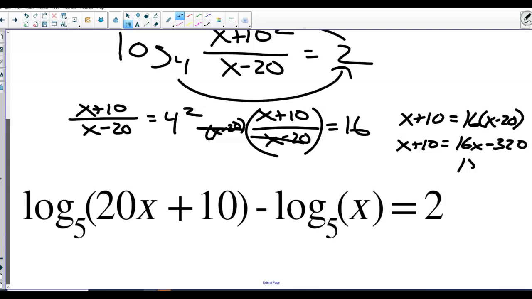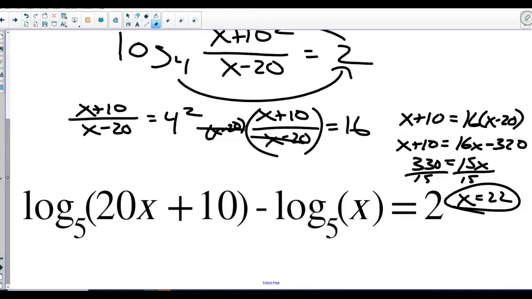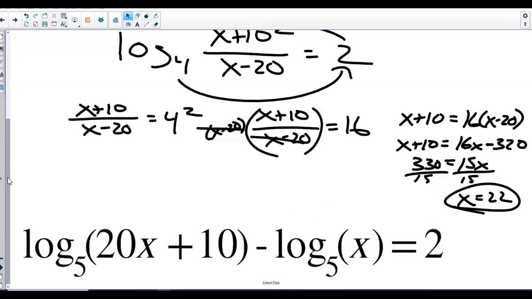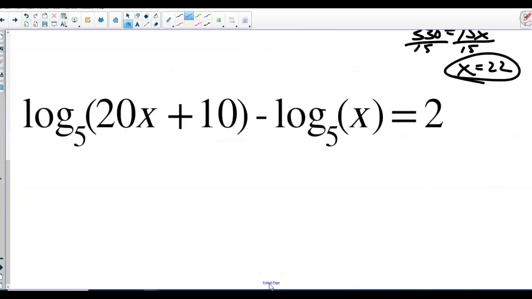I'm going to subtract x and get 15x. I'm going to add 320 and get 330. And when you divide by 15, I believe it's 17. No, not 17. It's going to be higher than that. 22. I believe it's 22. Someone have a calculator handy? I can check that. So yeah, 330 divided by 15 is 22. That does work out. All right, second one.